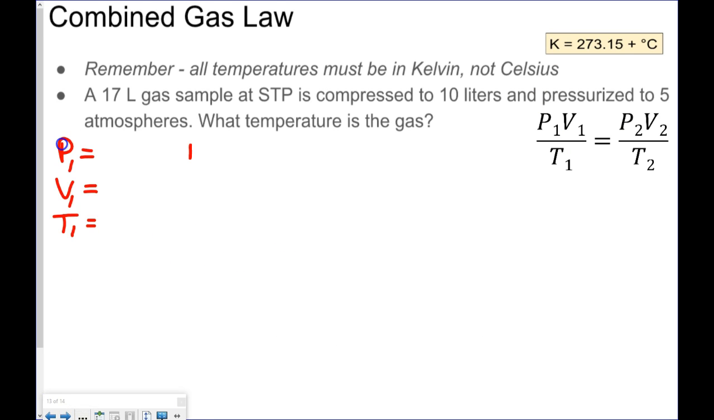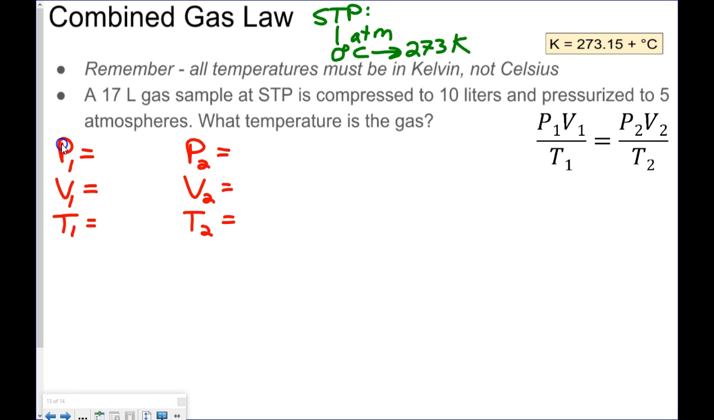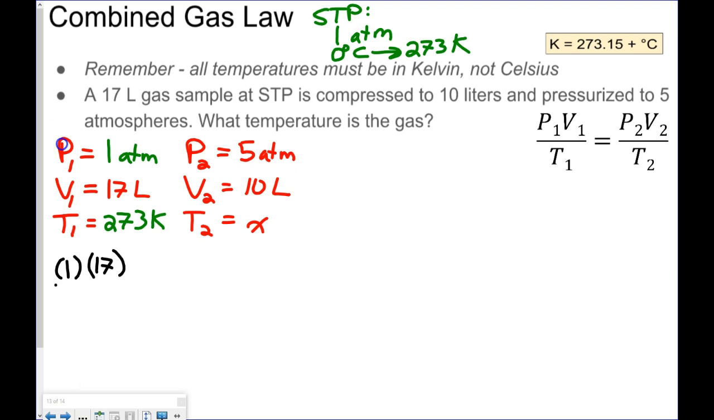All right, a 17-liter gas sample at standard temperature and pressure. Remember, that's going to be 1 atmosphere and 0 degrees Celsius. That works out to 273 Kelvin. So there's my initial temperature. Here's my initial pressure. And I'm starting with 17 liters. I'm going down to 10 liters. So at 5 atmospheres, what's going to be the new temperature there?